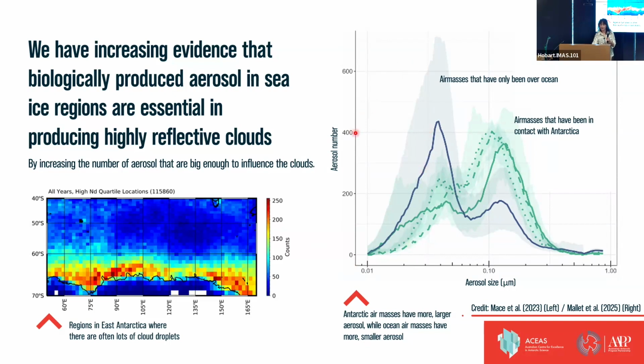An air that was mostly over the ocean, we can see it has lots of aerosols, but they are too small to form clouds. Whereas air that has had some contact with Antarctica and has lots of these biologically produced aerosol have still lots of aerosols, but they're much bigger and they are good at forming clouds. So we can see the evidence stacking up that these biologically produced aerosols are really important for forming these supercooled liquid water clouds in our models. Not in our models, in reality. We're trying to tell our models to do this.